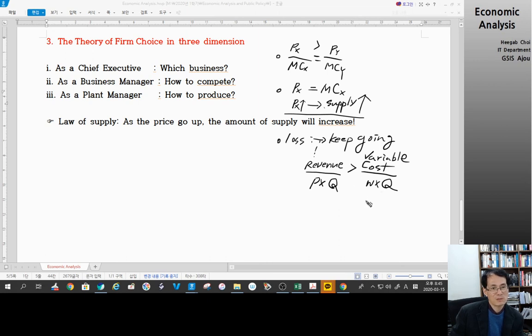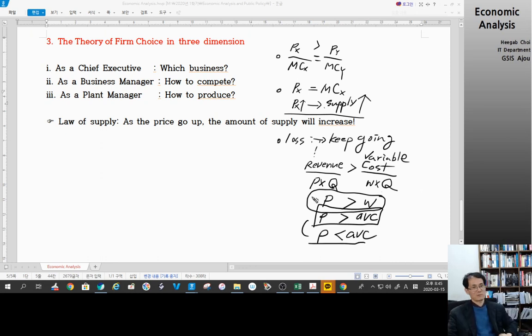What's the average variable cost? The average is W. What's the average revenue? It's P. So if the price is bigger than the average variable cost, you should keep your business. But if the price is less than this average variable cost, you should get out of this business, right? So as a chief executive, we finished up this choice problem for the firm. Let's have a pause and begin again. And we'll come to this discussion on business manager and plant manager, right?